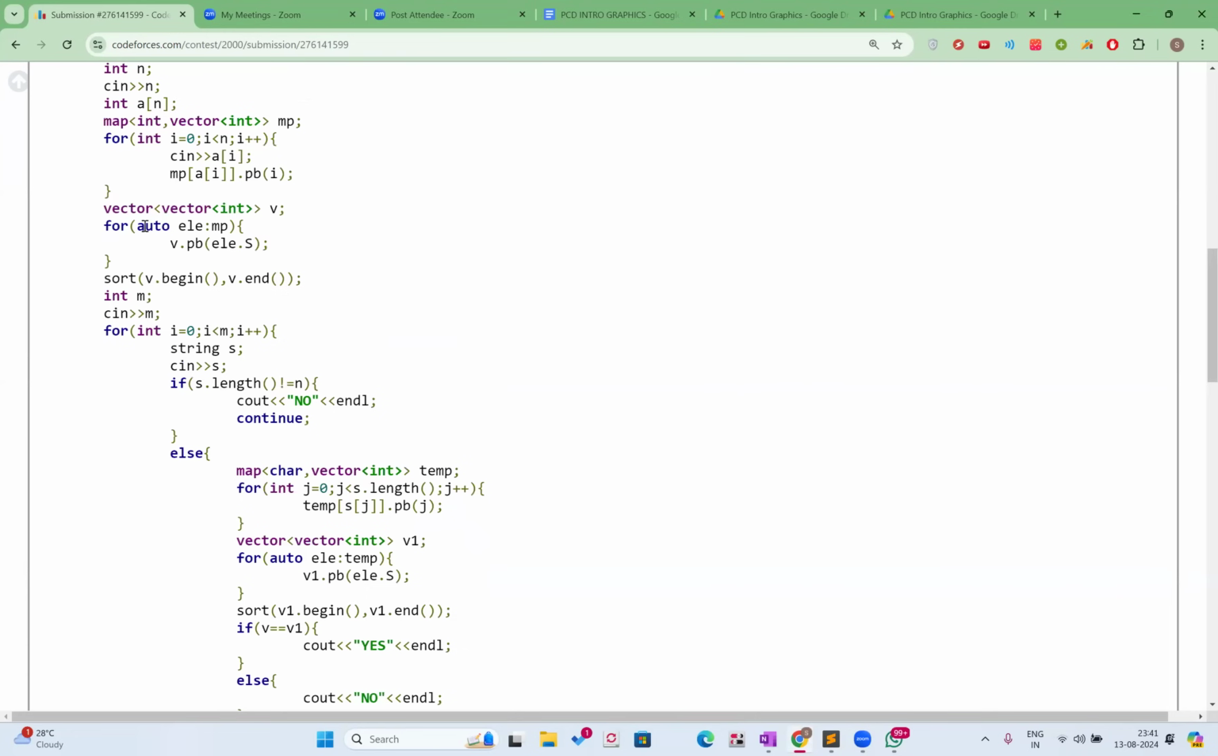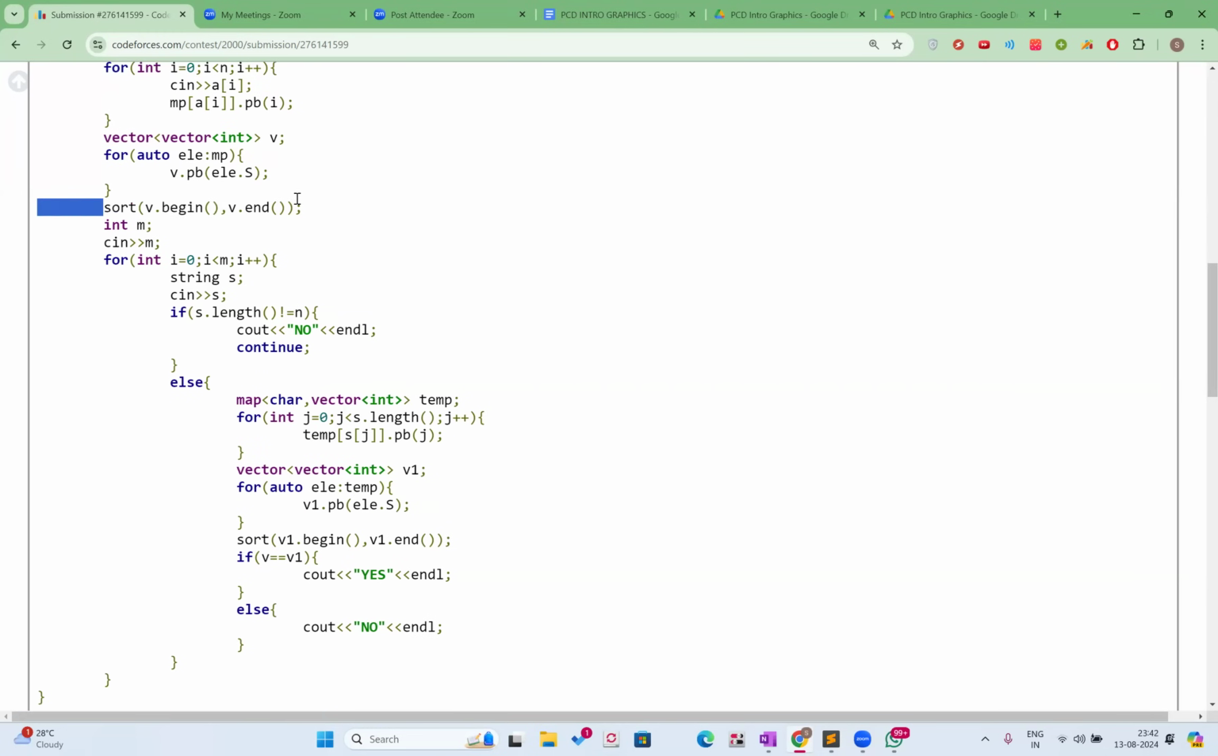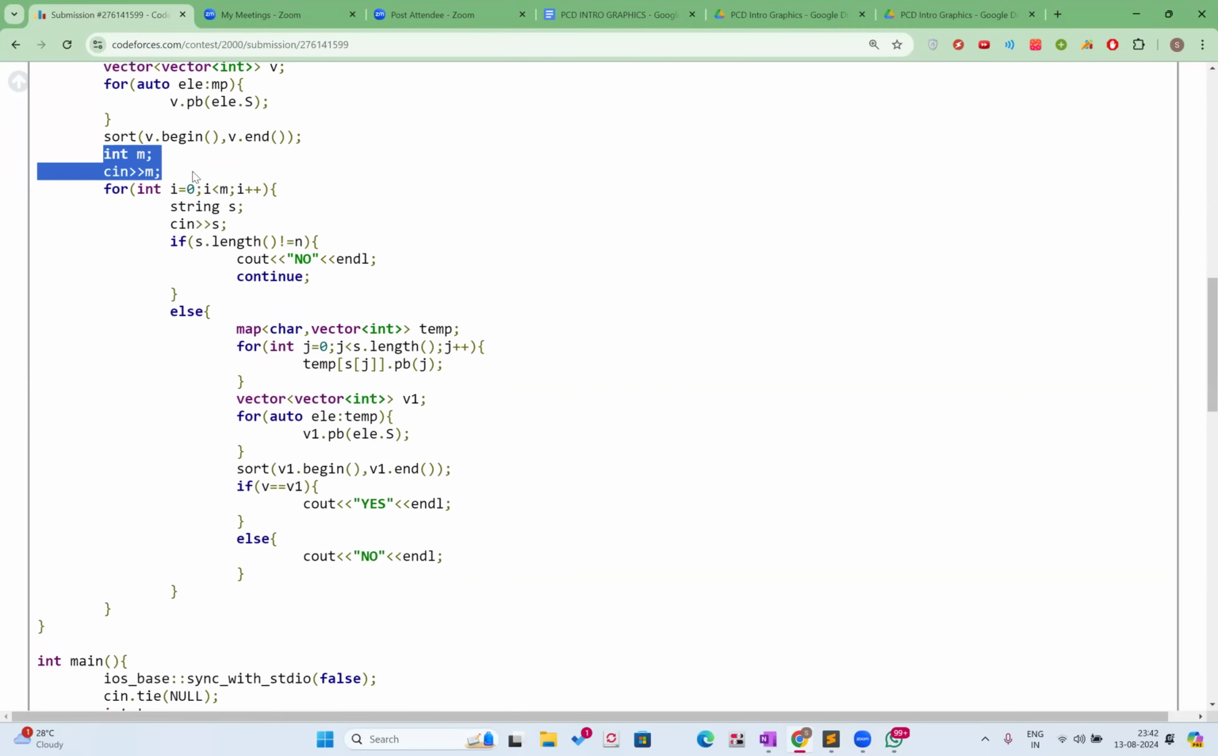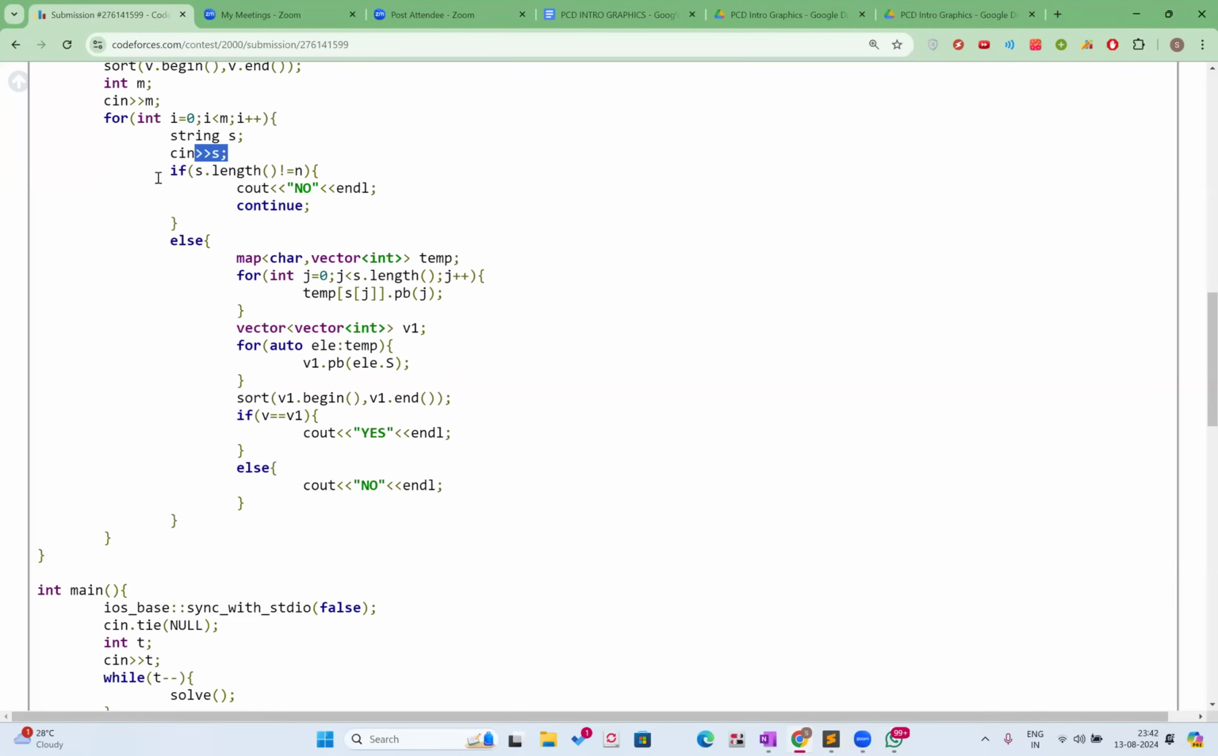And since the key is not important, the important part is the vector formed by that value. So I'll just push back the value of the map, this vector, into the vector of vector, and I have just sorted it for the checking part when I come across the strings. Now I input m and I take the strings one by one.